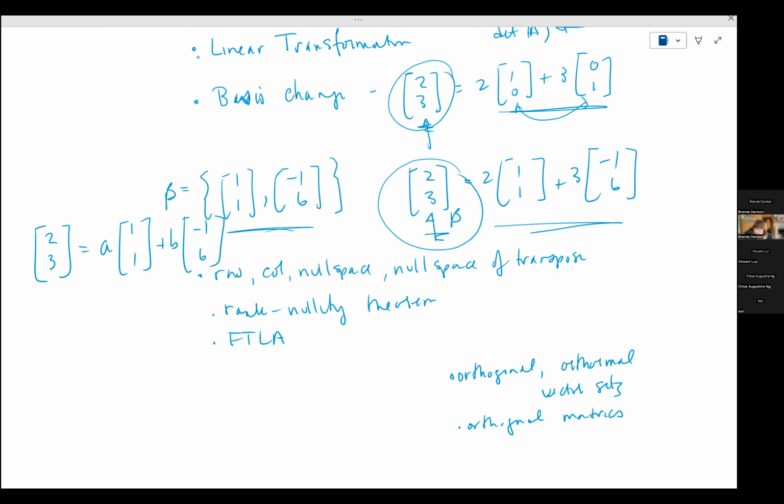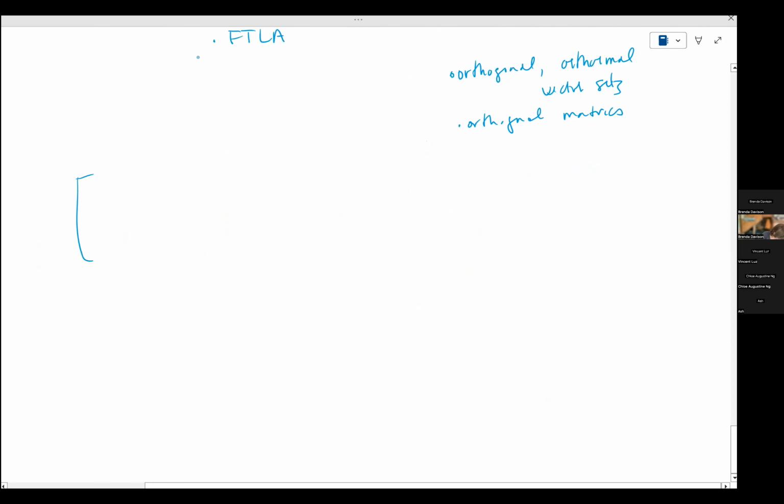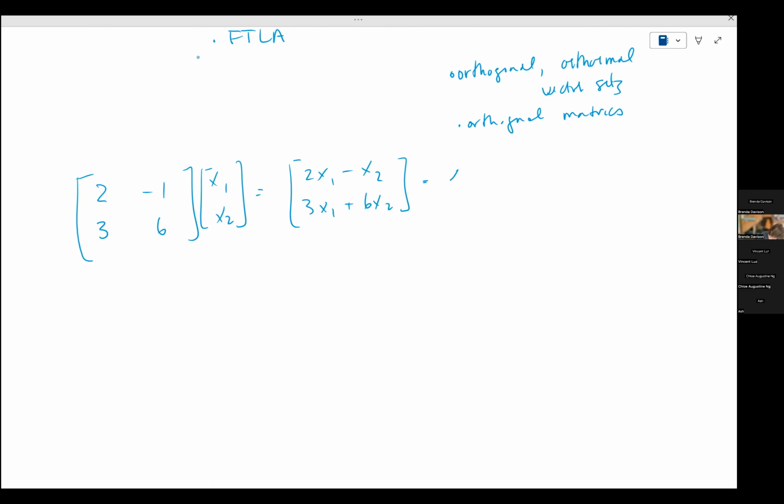I see another question coming in. The basis for the range. So the basis for the range is the linear combination of the columns, right? Let me try to make this clear, because this is a bit of confusion. Let me take the matrix with columns 2, 3 and minus 1, 6, and multiply it by x1 and x2. Our normal way of doing this would give 2x1 minus x2 and 3x1 plus 6x2. Let me write this as x1 times 2, 3 plus x2 times minus 1, 6.